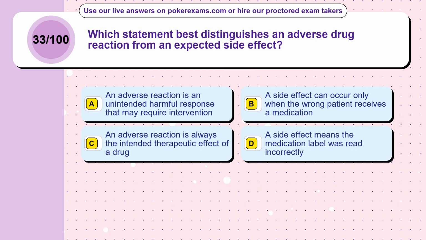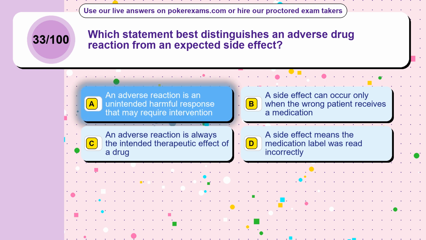Question 33. Which statement best distinguishes an adverse drug reaction from an expected side effect? Option A. An adverse reaction is an unintended harmful response that may require intervention. Option B. A side effect can occur only when the wrong patient receives a medication. Option C. An adverse reaction is always the intended therapeutic effect of a drug. Option D. A side effect means the medication label was read incorrectly.